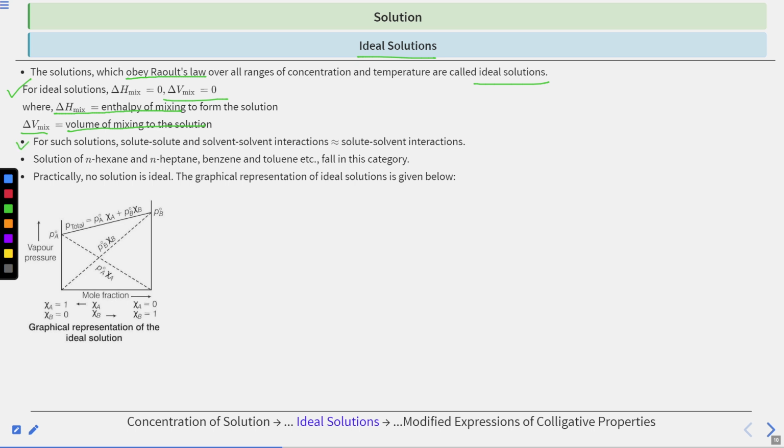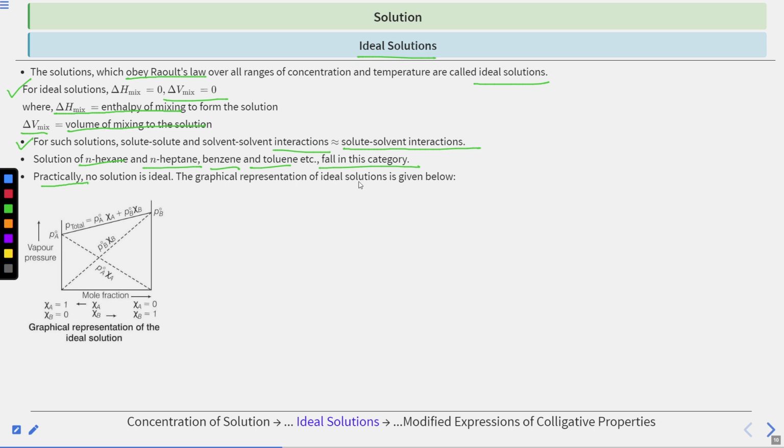For such solutions, solute-solute and solvent-solvent interactions are equivalent to solute-solvent interactions. Solutions of n-hexane and n-heptane, benzene and toluene fall in this category, so we can consider them as ideal solutions. Practically, no solution is ideal. So if we talk about practicality, practically no solution is ideal.